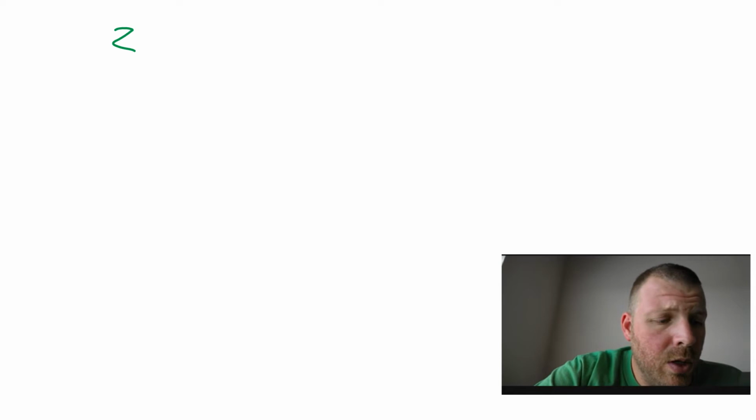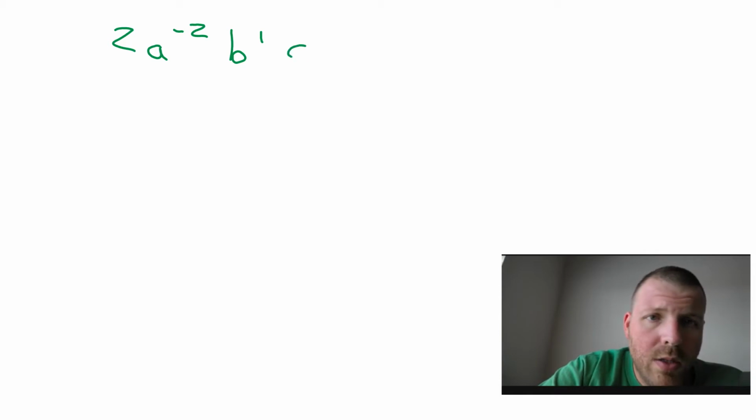All right, so how do you simplify negative exponents? Well, I think the easiest way to do that is just look at an example. So let's just write this down. 2a to the negative second, b to the first, c to the 0, d to the negative 3.